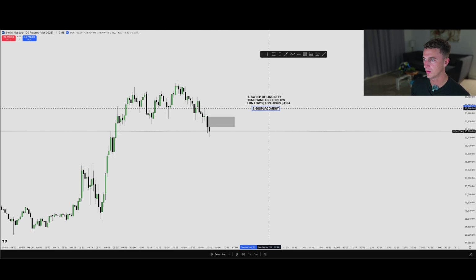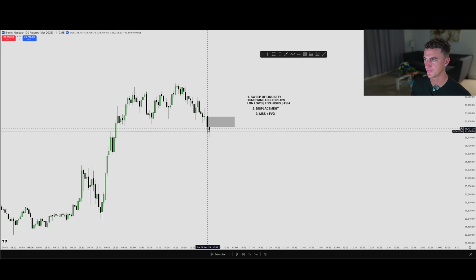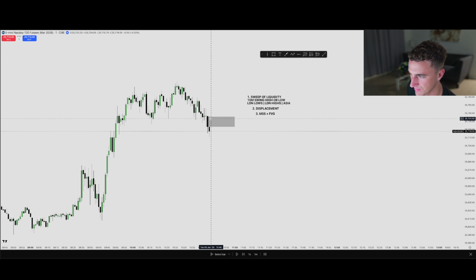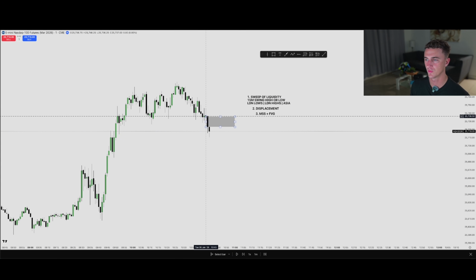Now, what comes with a displacement candle? A market structure shift and a fair value gap will usually follow the displacement. So what is a shift in market structure? Any swing low that's broken through or any swing high that's broken through, that's a shift in market structure. So we've broken below that swing low, we've shifted market structure, and we've caused a fair value gap. The fair value gap is just an imbalance in price between the first candle's low and the third candle's high. That inefficiency there is what we call the fair value gap, which is our entry model.